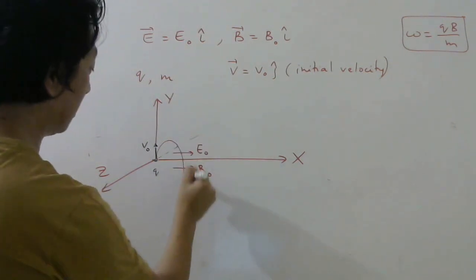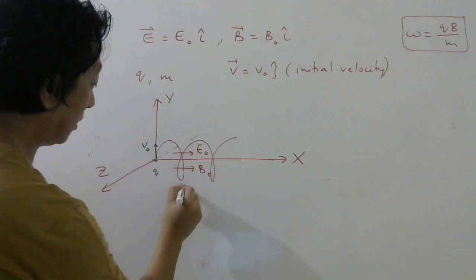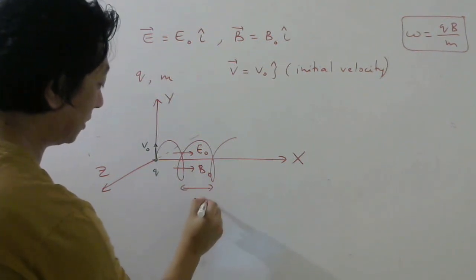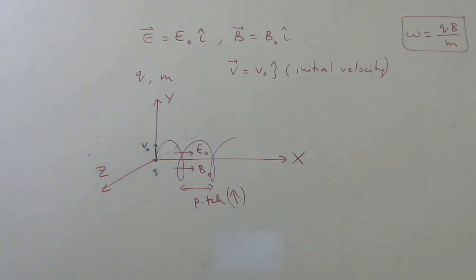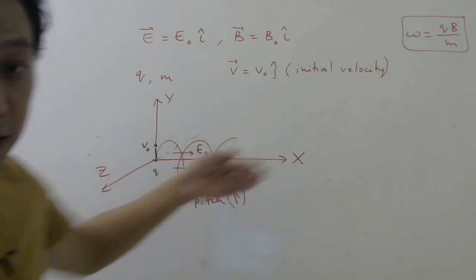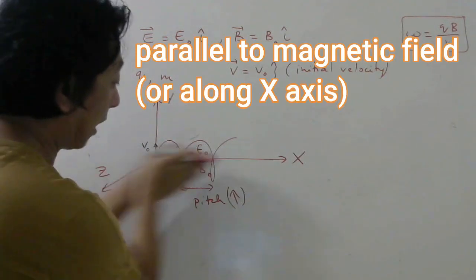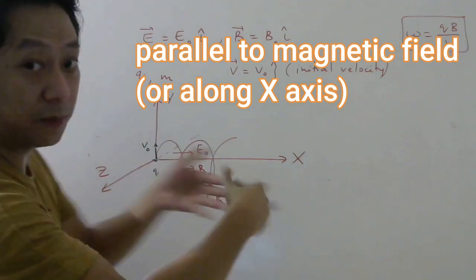Let me show the path like this. And the pitch will keep increasing. The pitch will keep increasing this time. Why will it keep increasing? Because there is an electric field. Therefore, the velocity parallel to the x-axis will keep increasing.